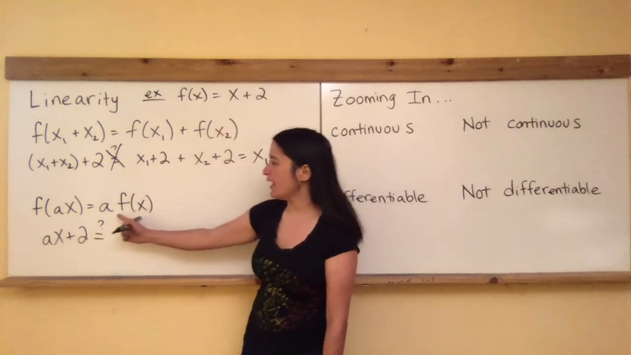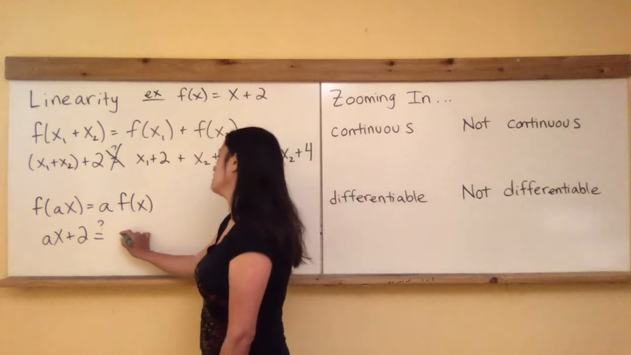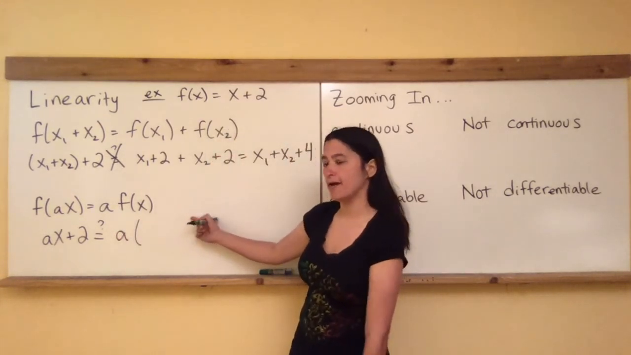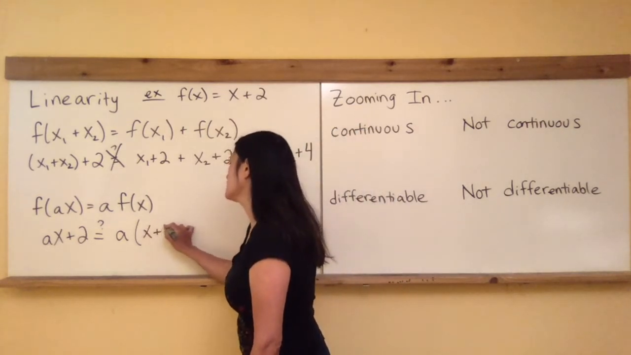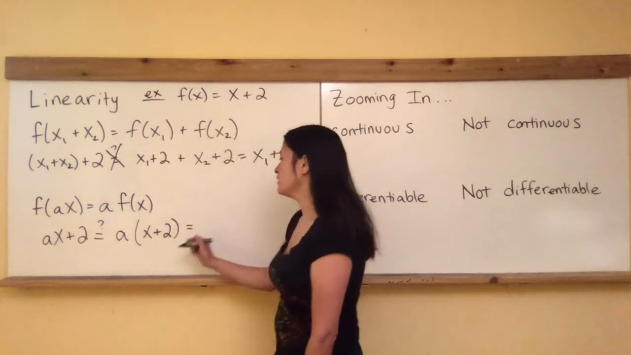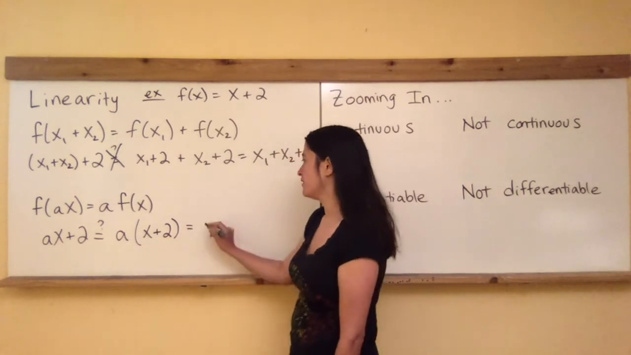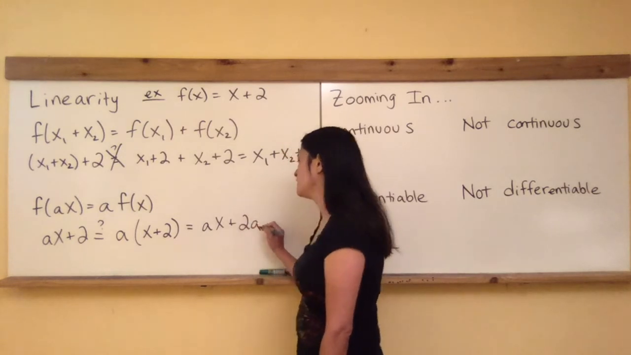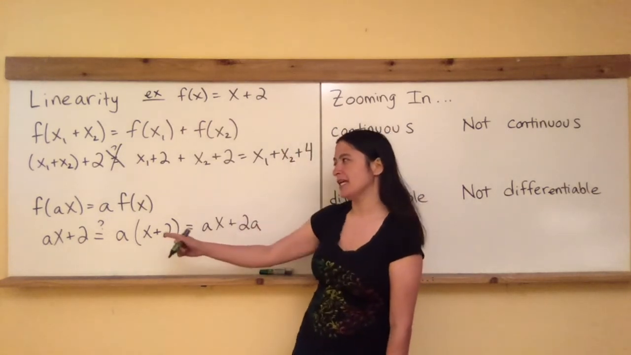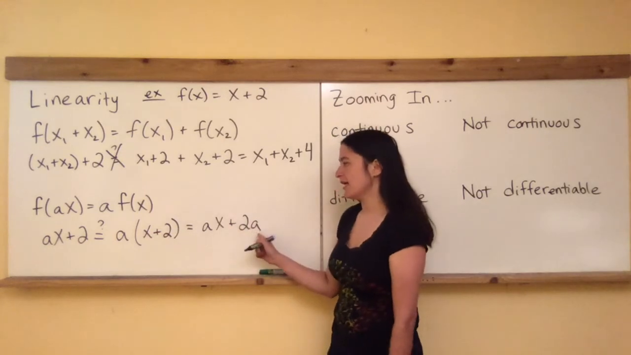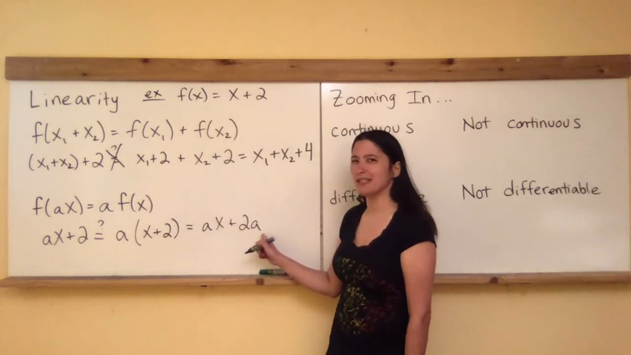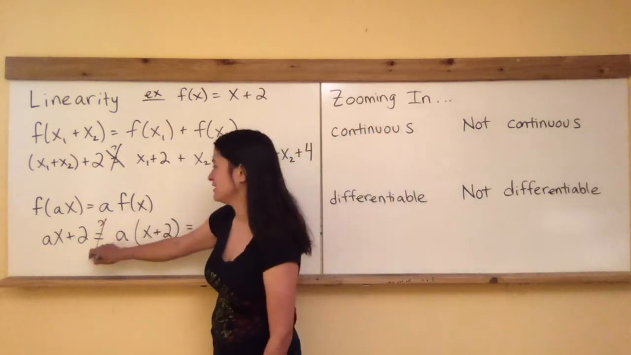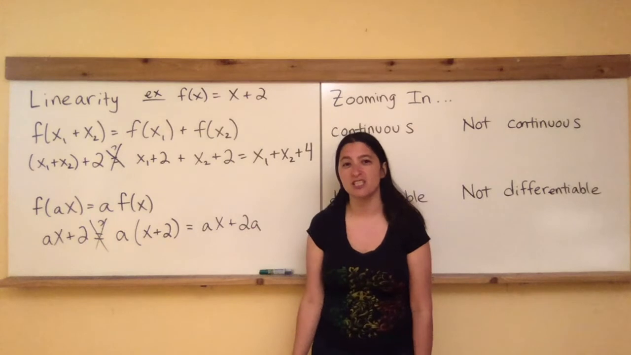Now, what if I do a times f of x? That would be a on the outside times the output where I'm evaluating f at the input x, so that's x plus 2. And so if I distribute the multiplier a here, I get ax plus 2a. So on one side I get ax plus 2, on the other side I get ax plus 2a, and those aren't necessarily going to be the same thing for all a. Those would only be equal if maybe a is equal to 1, so that's not true either.